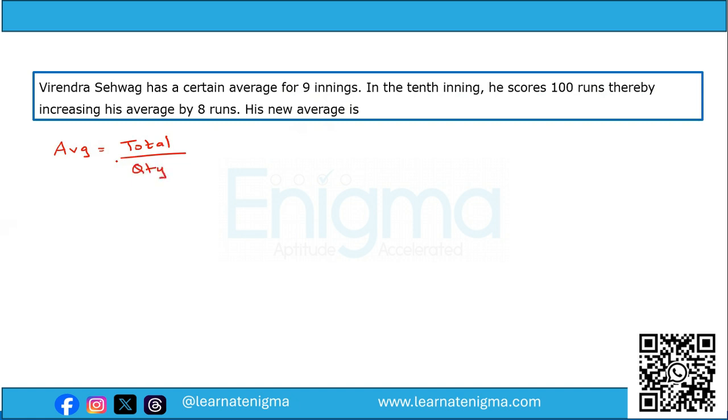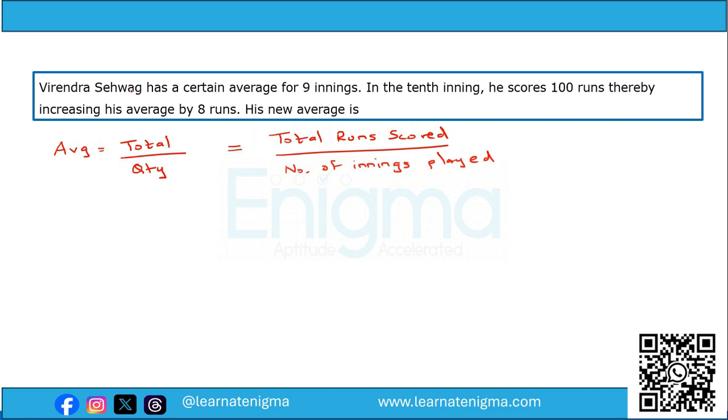So we can write it down as average is equal to total upon quantity. Now, in terms of cricket, we can say that it is the total runs scored upon the number of innings played. So that will be the concept of average in terms of cricket for runs.